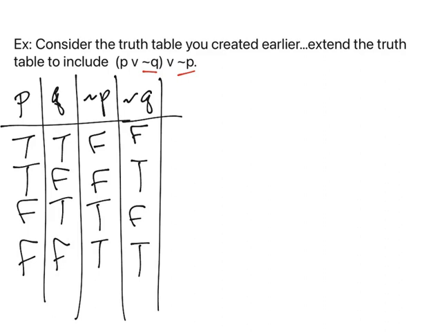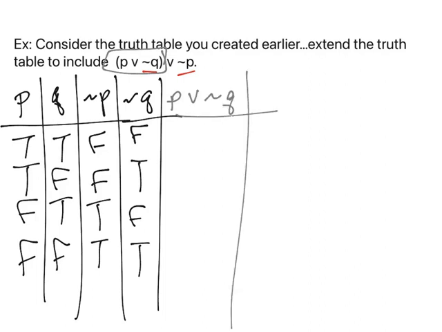When we're looking at a statement such as this, it's got some different pieces to it. So we first need to do the piece that's in parentheses. It's kind of like the order of operations in mathematics. So first I'm going to find P or not Q. I'm looking at my P column and my not Q column. Because this is a disjunction, an or, I'm just looking for one of them to be true. True, false, true, true, false, false, false, true.